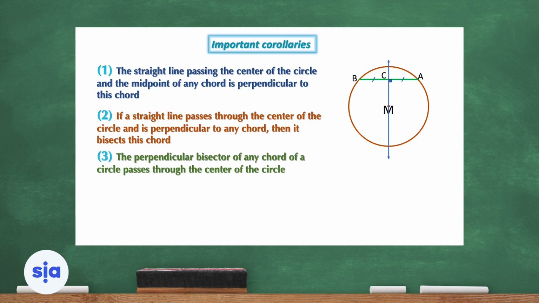The first one says, if there's a straight line that passes through the center of the circle and also passes through the midpoint of a chord, then it is perpendicular to this chord. The second one said, if a straight line passes through the center of the circle and is perpendicular to the chord, then it bisects this chord. Again, bisects means cut this chord into two equal parts. The third one, if there's a perpendicular bisector to a chord, then automatically it passes through the center of the circle.